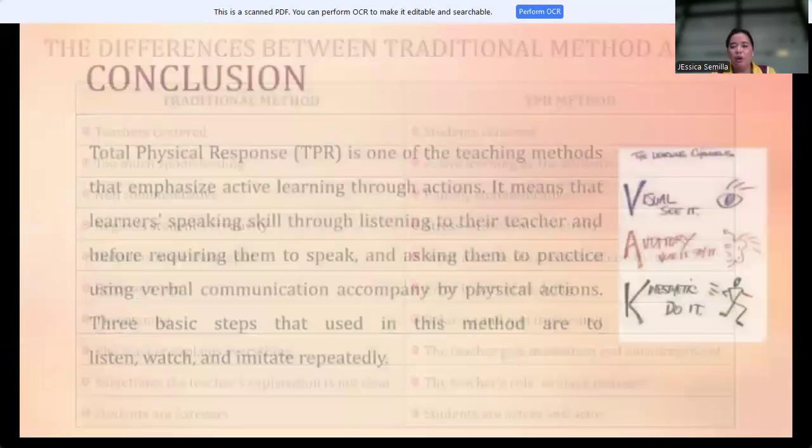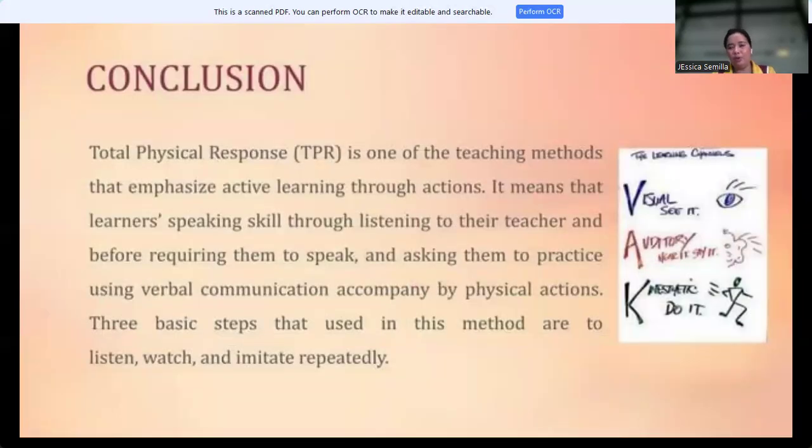All right. So to cut short and to make an overview or summary of what TPR is, TPR is basically a teaching method that emphasizes active learning through actions. So learning through imitation. It means learning the speaking skill through listening to their teacher before requiring them to speak and asking them to practice. I've been using verbal communication accompanied by physical action. So there are three basic steps under the total physical response method: listen, watch, and imitate. So again, the three basic steps of the total physical response are the following: listen, watch, and imitate.